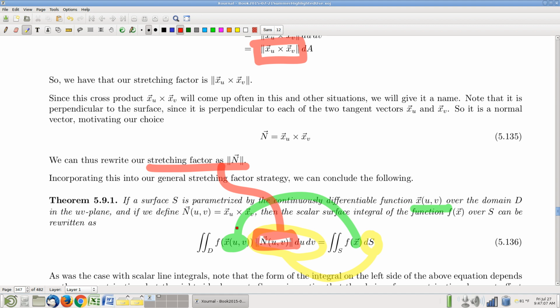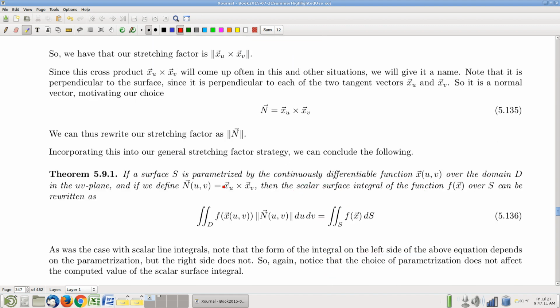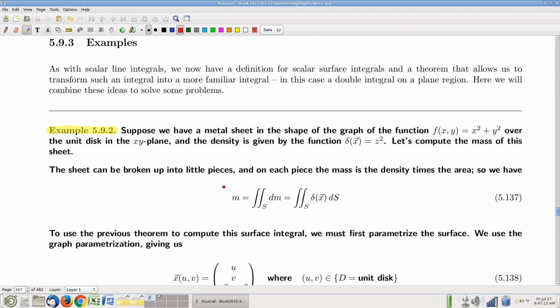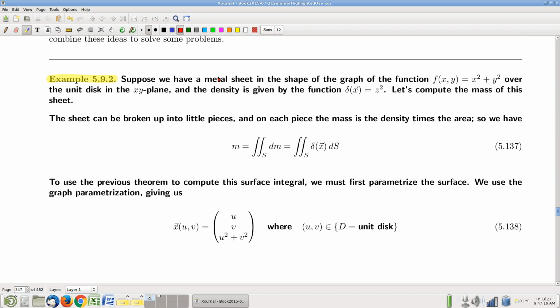Everybody happy? Cool. Okay, so let's do one. We'll start with the metal sheet application.